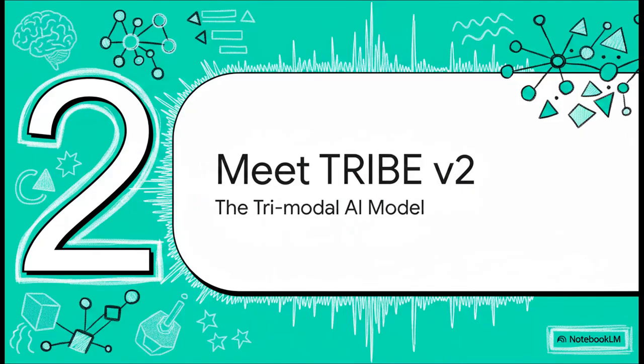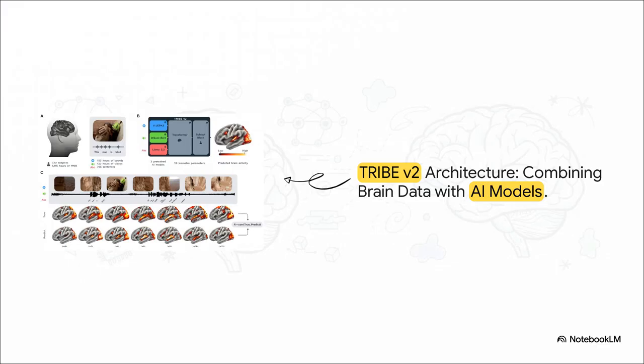Which brings us to Section 2, Meet Tribe V2. So Tribe V2 is this incredible trimodal AI foundation model specifically designed to solve that massive fragmentation problem we just talked about. It takes state-of-the-art, pre-trained AI models for video, audio, and language. By the way, these are the exact same foundation models driving today's whole generative AI boom. And it combines them. It takes these three streams of data and feeds them into a massive transformer network with a billion learnable parameters. A billion! All to predict high-resolution fMRI brain activity. So basically, the AI watches a video, hears the audio, reads the text transcript, and then predicts exactly which areas of the human cortex are going to light up.